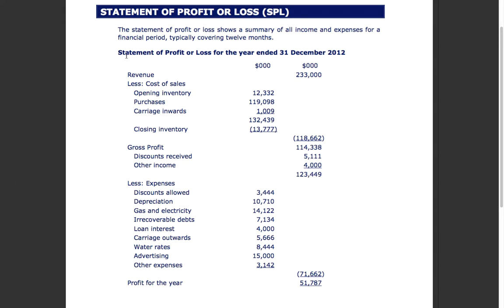For example, you have the statement of profit and loss for the year ending 31st December 2012. You have revenue on the credit side. Is it on the credit side? Yes, it's on the credit side. Then you have your opening inventory, you have purchases, you have stuff like that. Then you come to gross profit. Now this is important. Why?